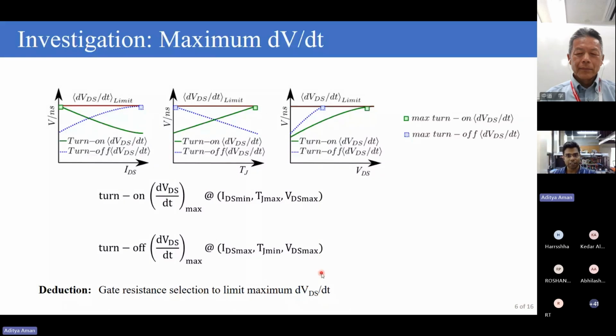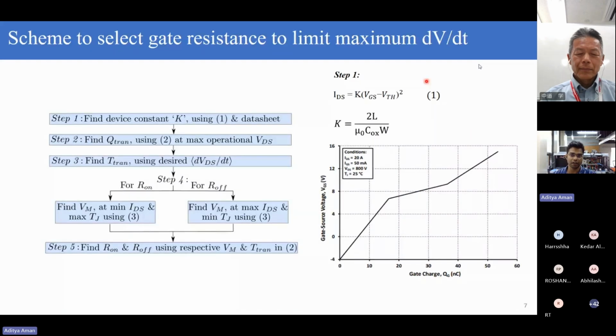Now, once you have figured out the maximum dV by dt operating point, the next task is to figure out the suitable resistance to limit the dV by dt to the desired value. So the first step in such a process is the determination of the value of K. Now, K is the same quantity which I had previously mentioned, given by this algebraic equation. This can be figured out using this equation and the gate source voltage versus gate charge curve, which is given in a typical data sheet. So here is the Miller plateau region during which the dV by dt transition happens.